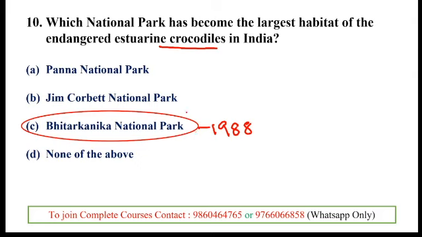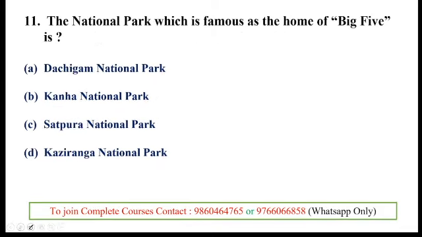Clear. And you can see Panna National Park is found in Madhya Pradesh, and Jim Corbett is in Uttarakhand. That is related information. You can also see some questions related to national parks. So Panna National Park, Madhya Pradesh; Jim Corbett, Uttarakhand.